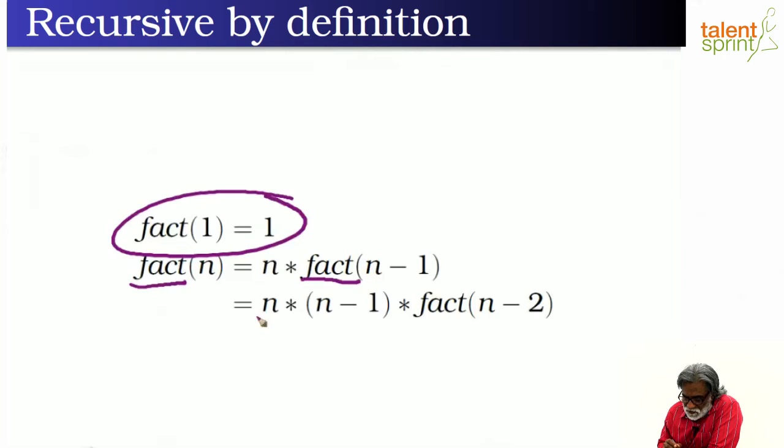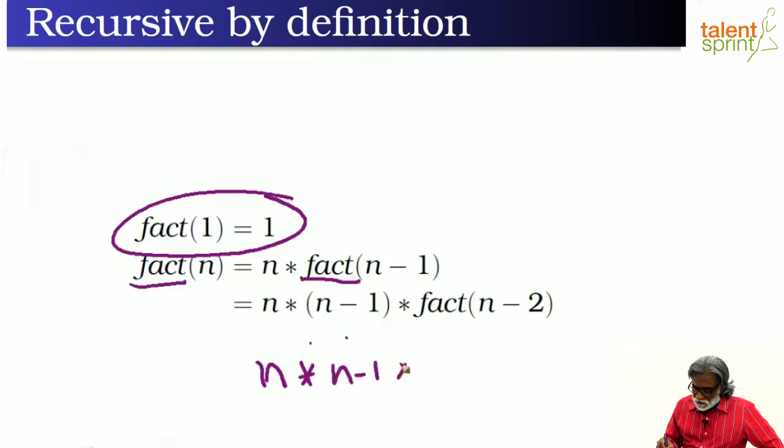So we can expand this: fact n minus 1 is n minus 1 into fact of n minus 2. So we can easily go on till we get 1, at which case we can stop and say what we want is n into n minus 1 into n minus 2 and so on up to 1. So this is a recursive definition of a factorial.